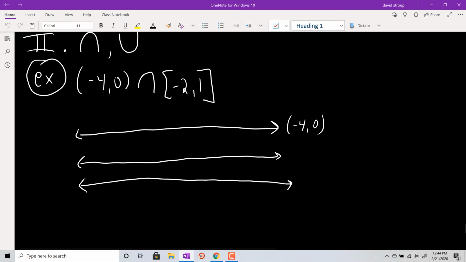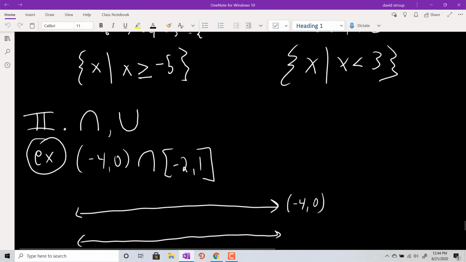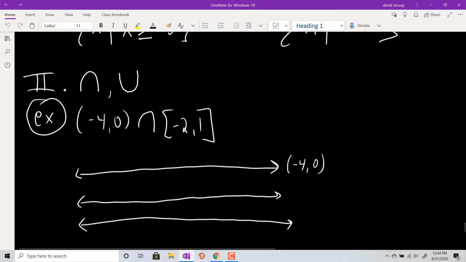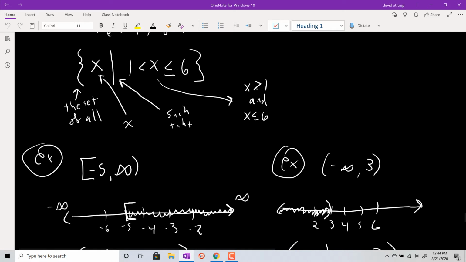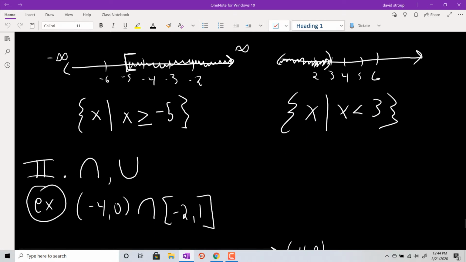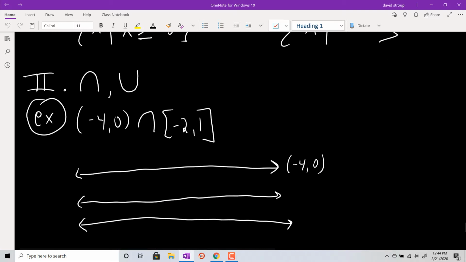We're trying to describe different kinds of solutions to our problems, ways of writing our solutions, and I went through going back and forth between interval notation and the drawing on the number line and the set builder notation. Now we're dealing with what happens when you have two intervals and you're kind of smushing them together or what have you.